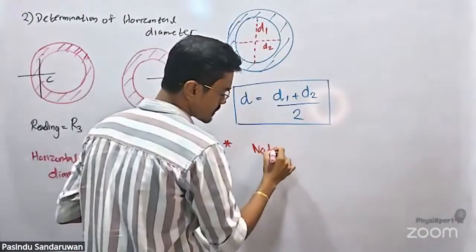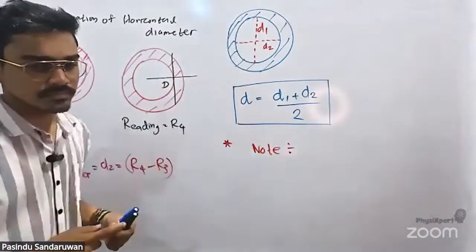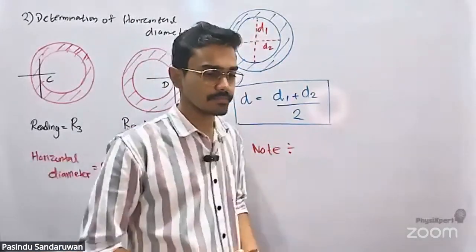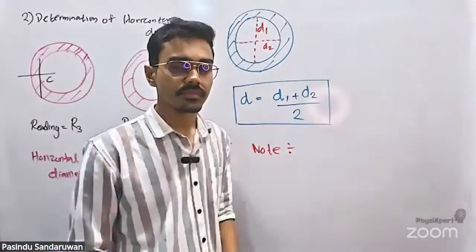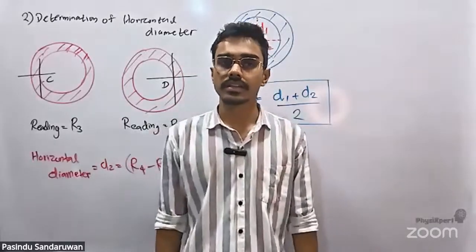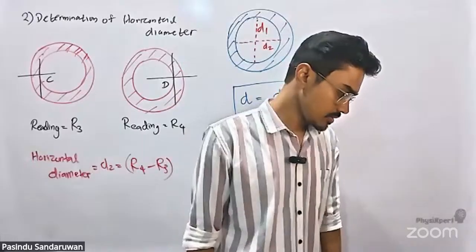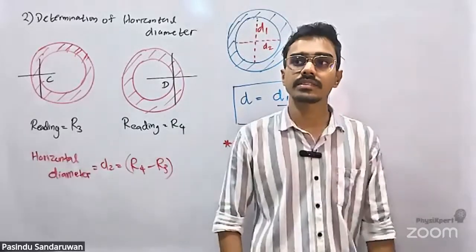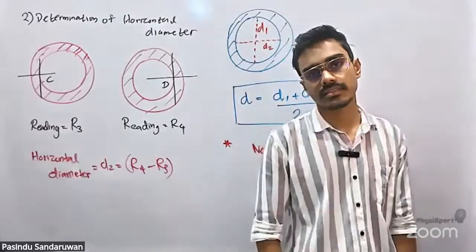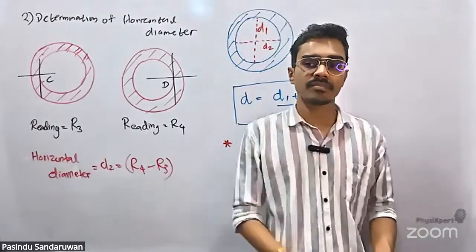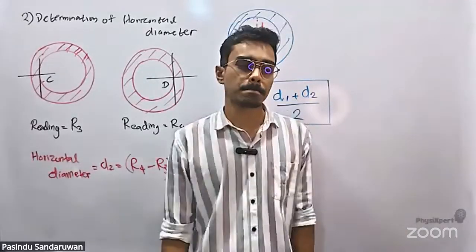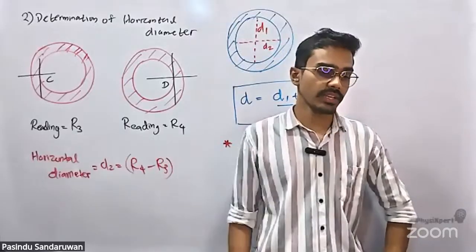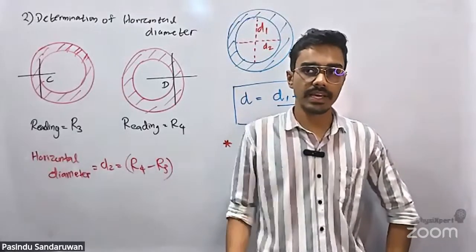As a note, write this down: zero errors of traveling microscope is also same as that of vernier caliper.